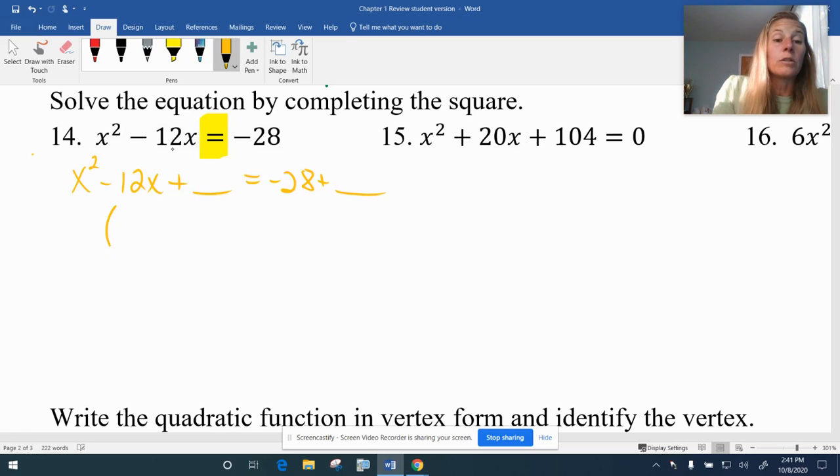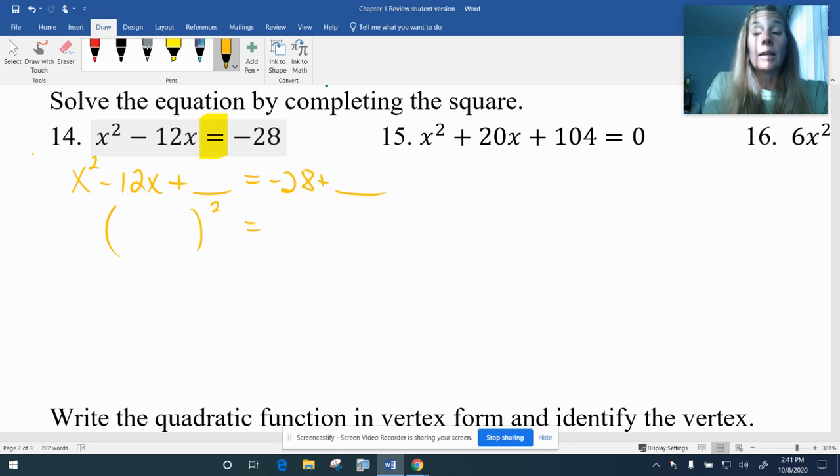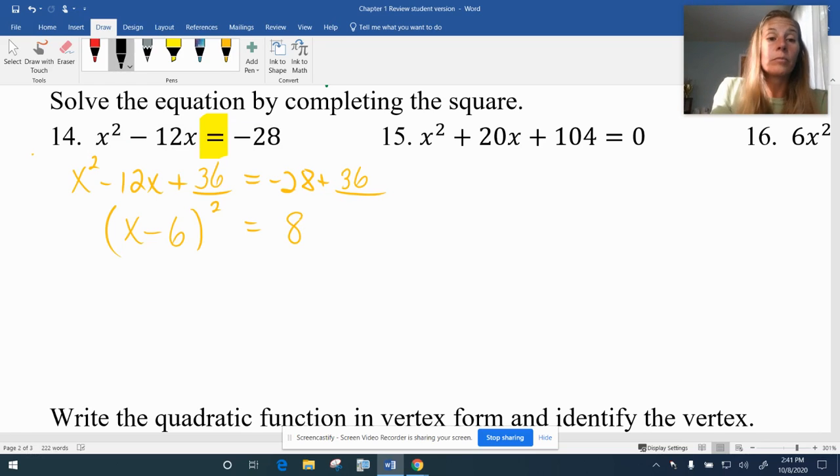In order for me to do this, I need to divide my b term, or that middle term, by 2. So negative 12 divided by 2 would be negative 6. And I square it, and I get positive 36. And that's the number that will make this factorable into the square of a binomial. So now I can factor this into x minus 6 and x minus 6, which is just written as x minus 6 squared. On the other side, I combine my like terms, and I get 8.